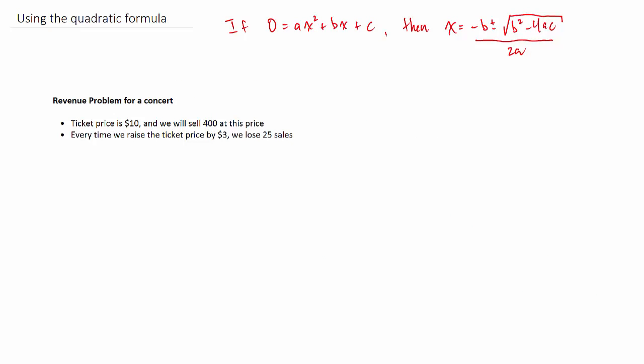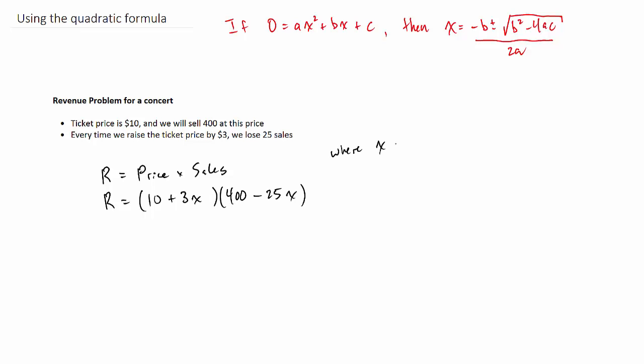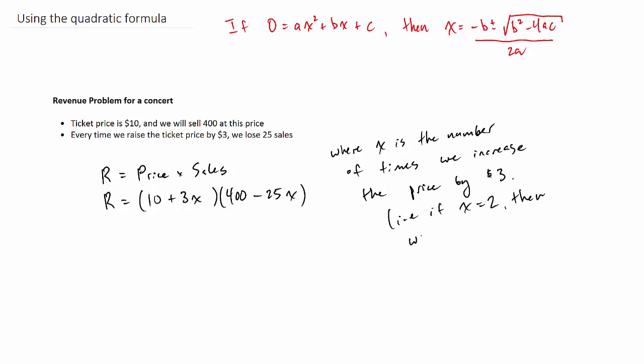And the next thing we're going to do now is a revenue problem that we're fairly familiar with. So basically, we've got a $10 ticket price and we think we can sell 400 at that price. Now, we figured out from some models, maybe some surveys, that if we raise the price by $3, we're going to lose 25 sales for each price increase. So we can set up our function of price times sales like we have in the past, and make sure we know that x is actually the number of times we increase the price by $3. It's not the price itself.